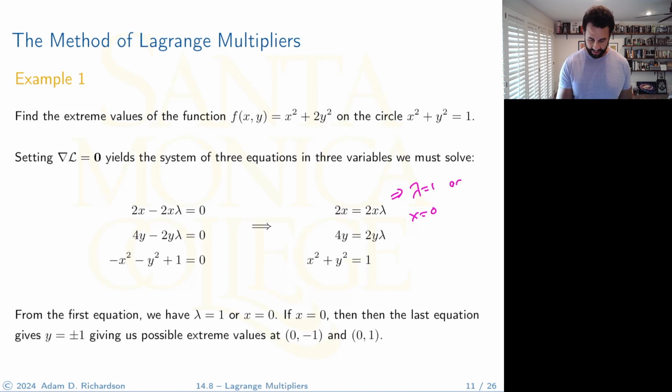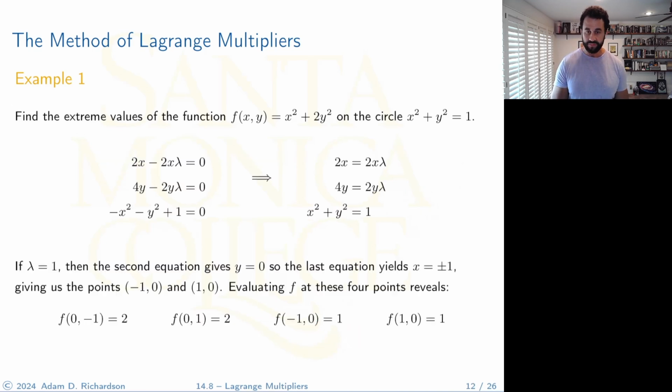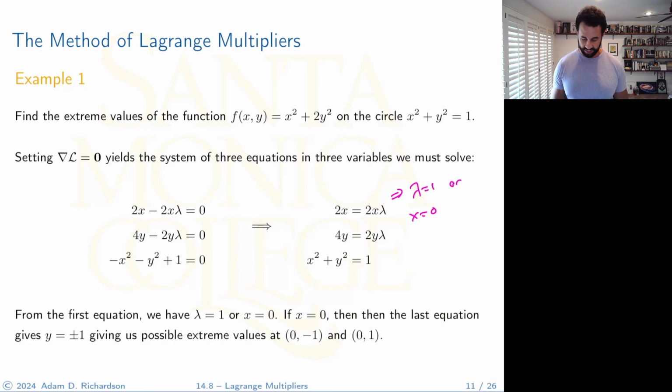All right, now picking x is equal to 0, if I take that and plug it into this equation, then we get that y must be plus or minus 1. So now we have possible extreme values at these 2 points. There we go. So those are possible extreme values, (0, -1) and (0, 1). Okay. If lambda is equal to 1, that was the other condition, right?